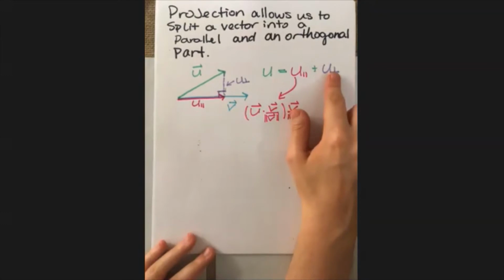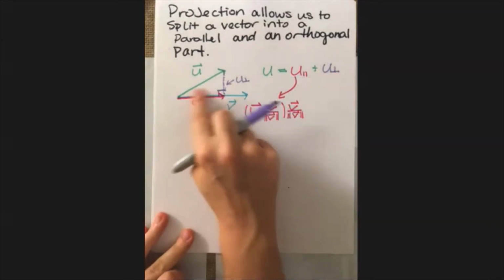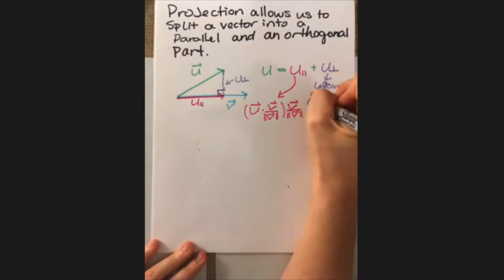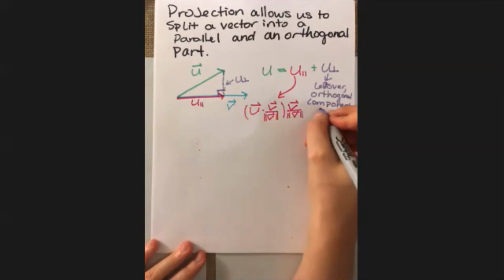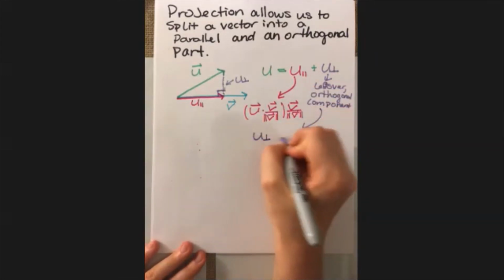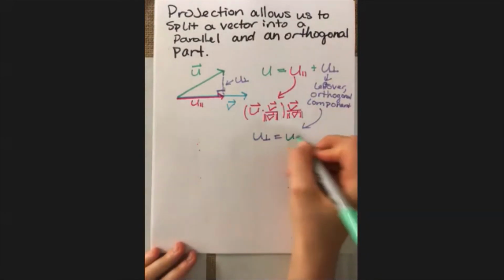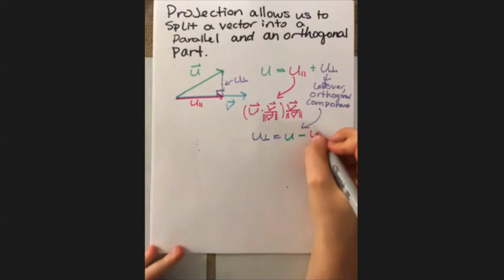And then this guy right here, you can almost think about it as kind of being like the leftover part from having this piece subtracted out. So we can take u perp and write it as equal to u minus that projection part.